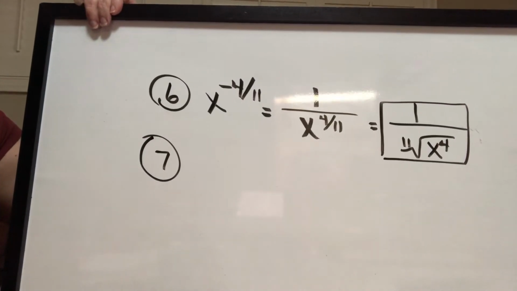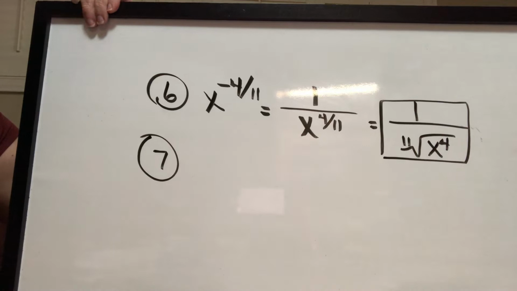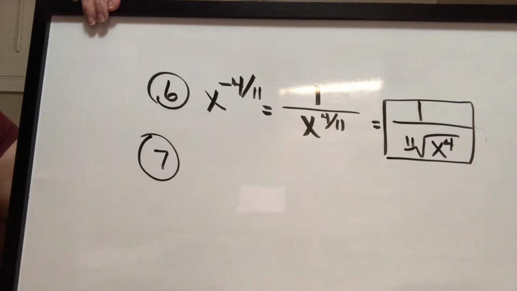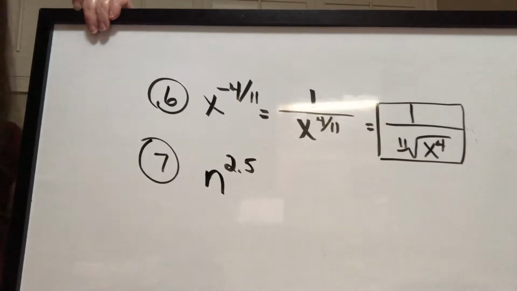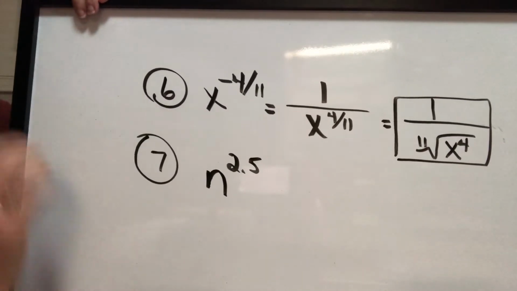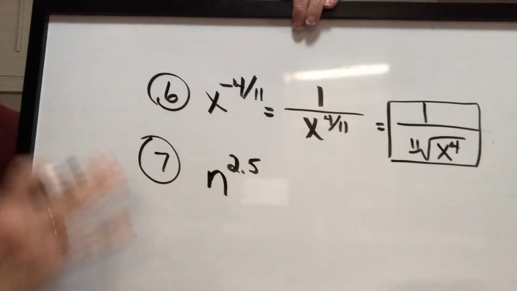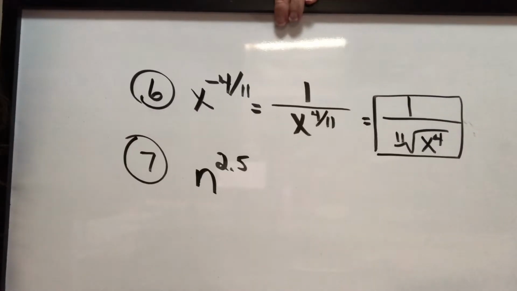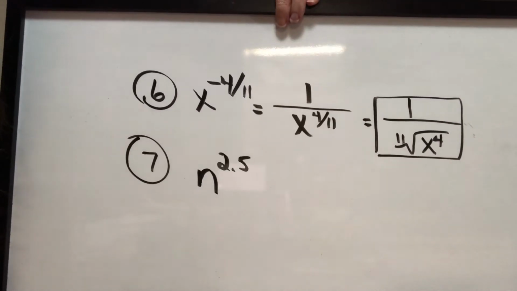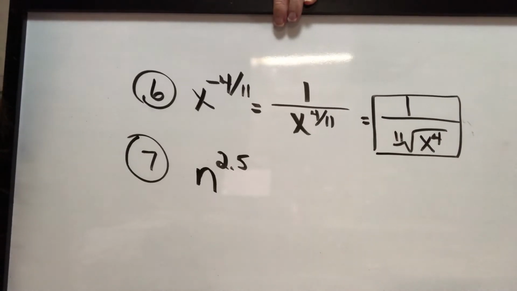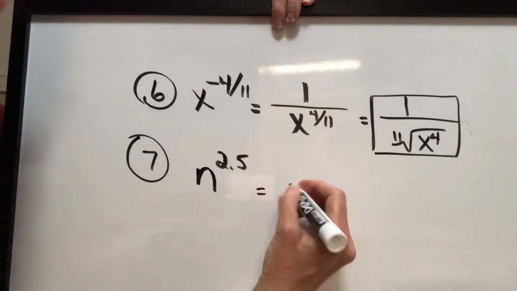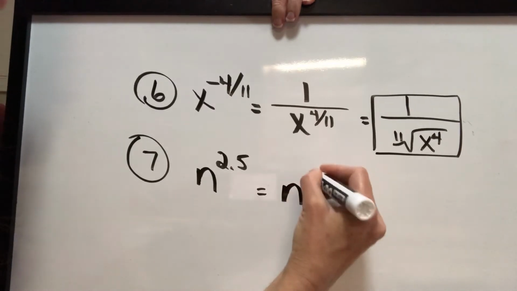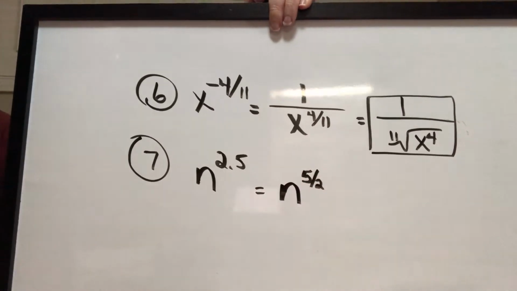Okay, so in the next group, you have decimals that are exponents. So you've got n raised to the 2.5 power. So what you want to do there is change 2.5 to a fraction. So if you don't know this, you can go to your calculator, put in 2.5 and then go under Math and choose Fraction. It's the first choice. And then press Enter. So it will change 2.5 to a fraction. So it ends up being n to the 5/2 power.